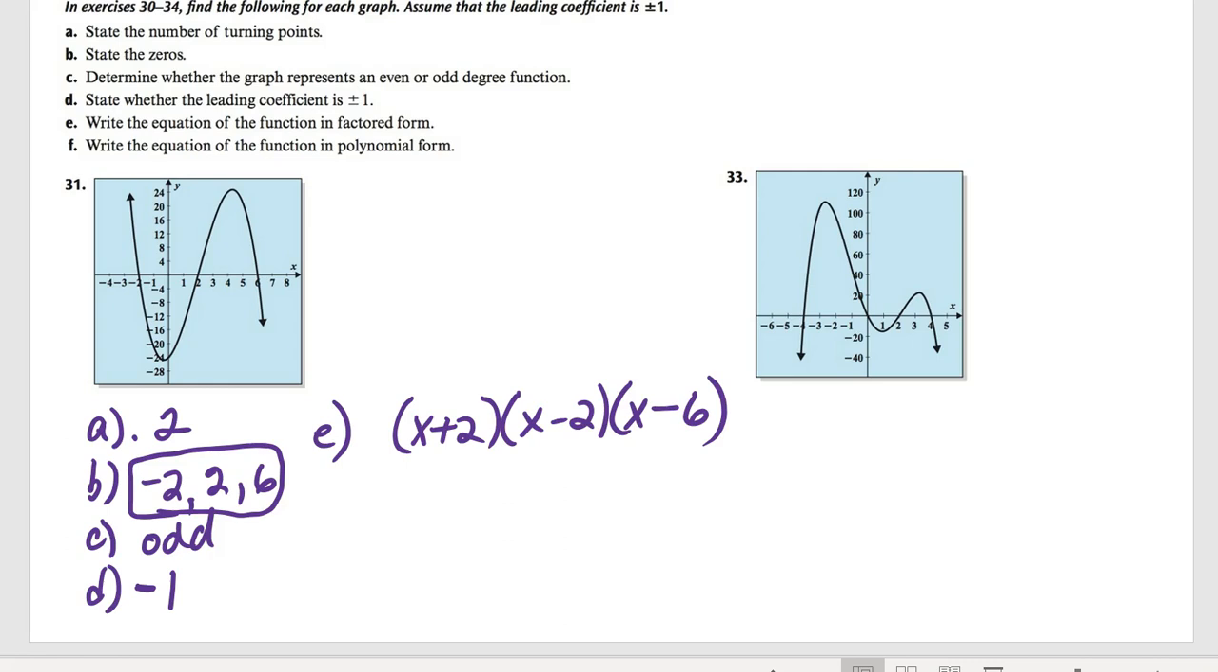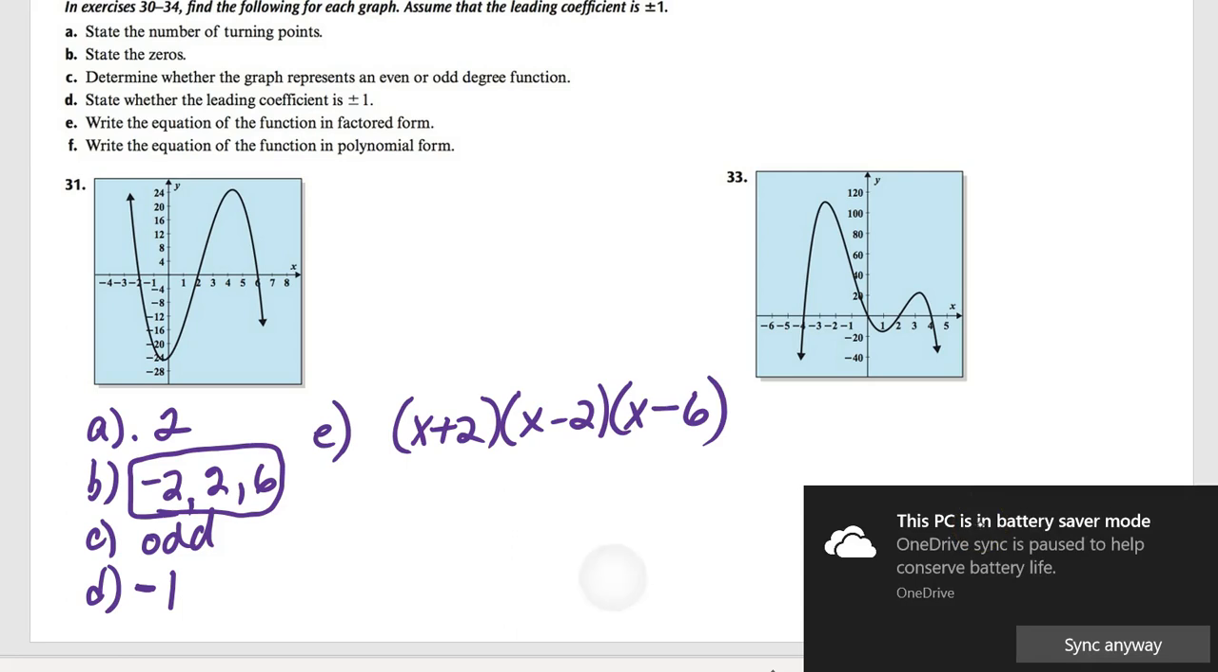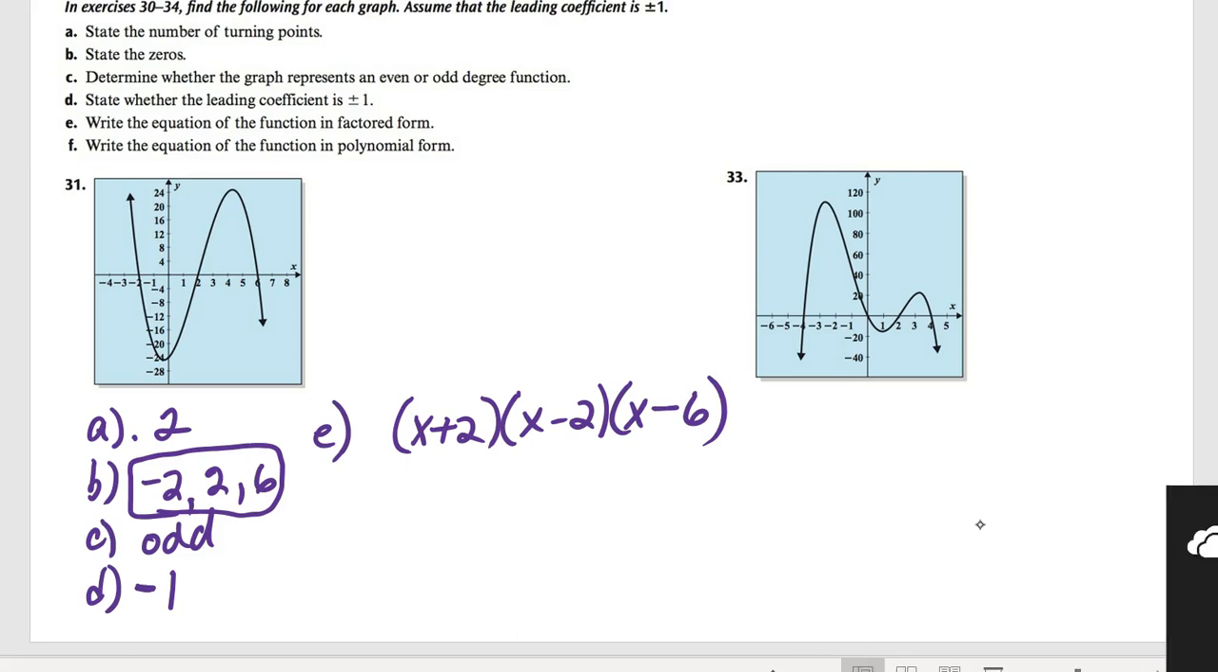Now, next I want to put the coefficient on, and we said that our coefficient is going to be a -1, so I'm going to need to put a minus on here. You can put a -1 or you can just put minus. Okay, and this would be equal to f of x. So this is our equation of our function in factored form.